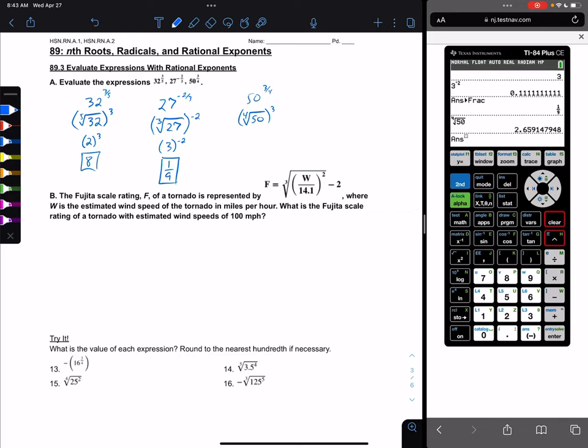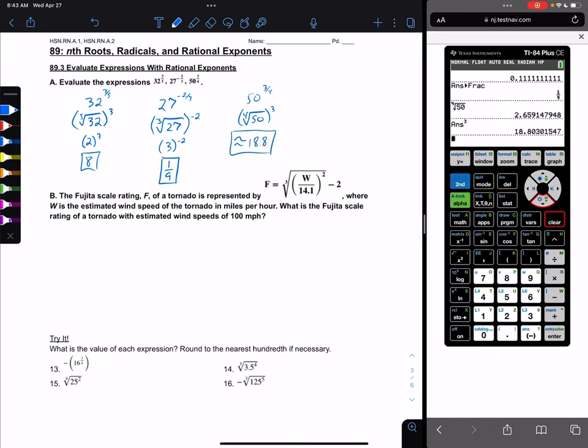That's taking the answer from the previous problem, so that 2.659. And now I can raise that to the 3rd power, hit enter. Oops, didn't mean to hit enter twice. Let's delete this one. So we get 18.8. And that could just be an approximation, so we're going to say approximately 18.8.